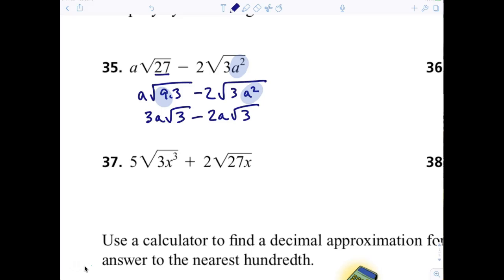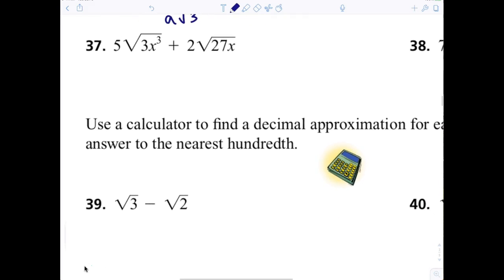Like I said, this is where kids have trouble. All right? Are the radical 3's the same? Yeah. So now we can just combine what's in front. What's 3a minus 2a? Just a, or 1a. So your answer after all that was a radical 3. Everybody good on this? All right, so let's go down now to 37.